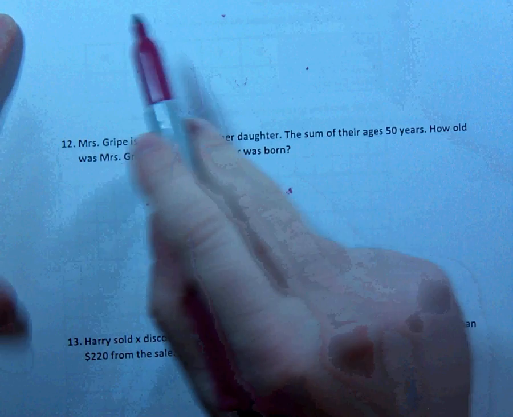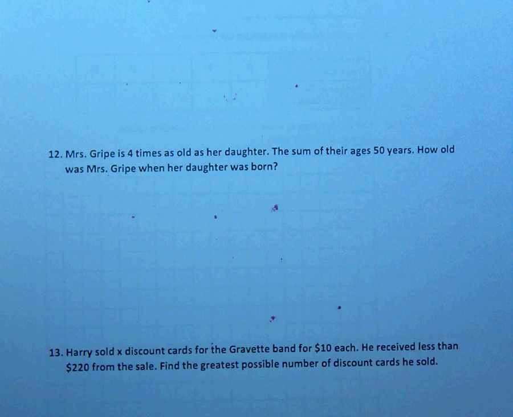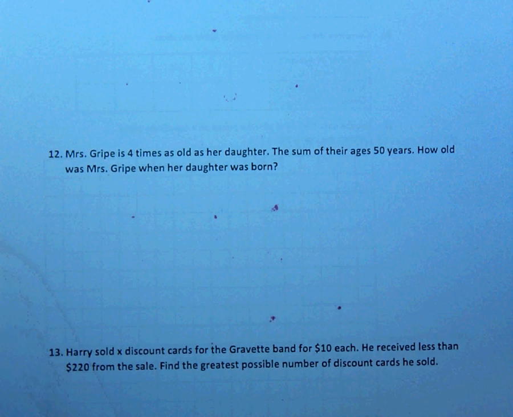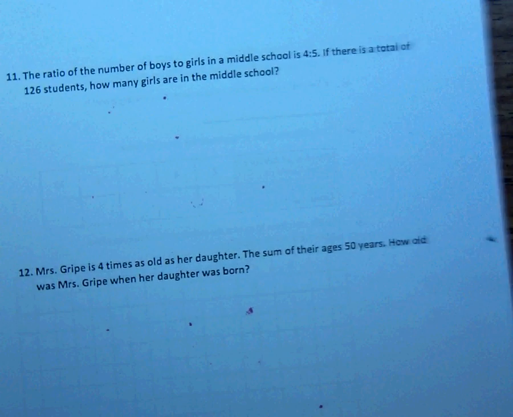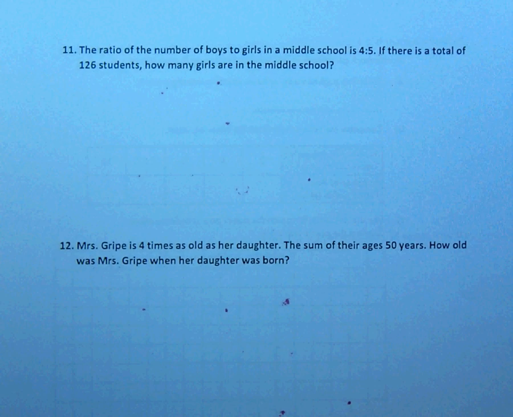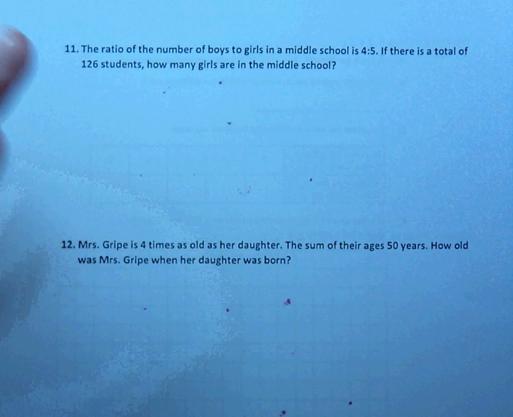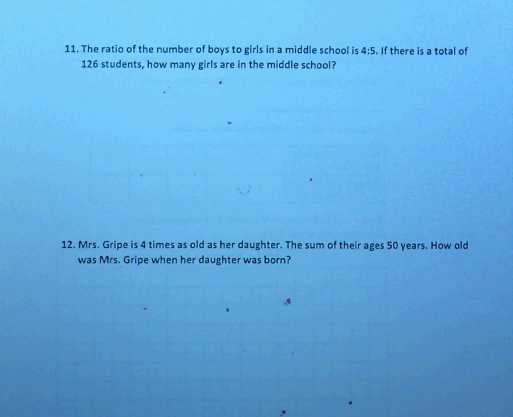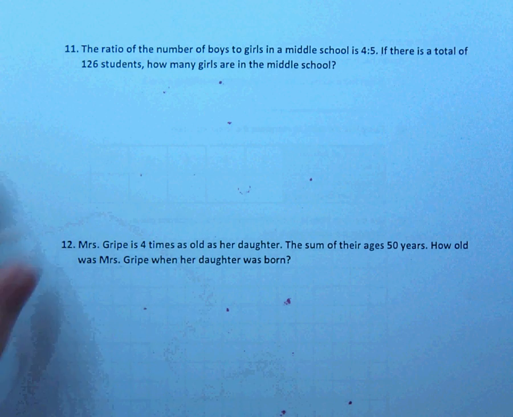Alright, so this question right here: the ratio of the number of boys to girls in a middle school is 4 to 5. This question gets people. It confuses us, we constantly forget how to do it. So I'm going to show you how we did it when we originally did ratios back in the day, and then I'm going to make it an equation.